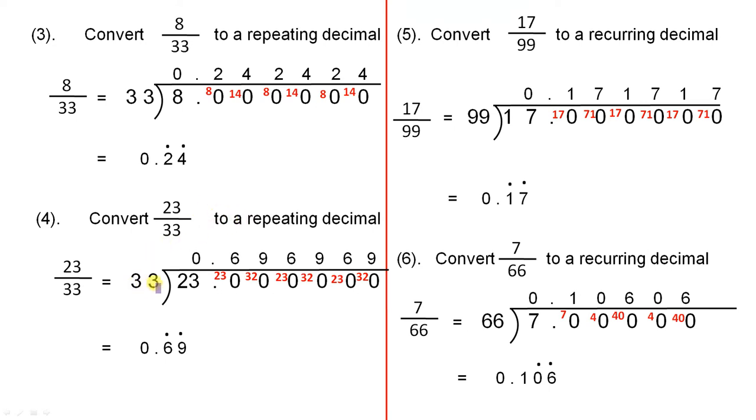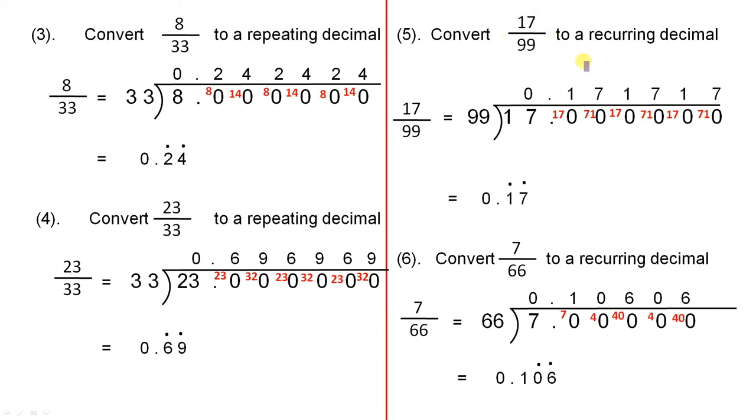Convert 23 over 33 to a repeating decimal. So we divide 33 into 23, that goes 0, with 23 left over. 33 into 230 goes 6 times, with 32 left over. 33 into 320 goes 9 times, with 23 left over. That pattern continues. The 6 and the 9 keep repeating, and that's how we write the recurring decimal.